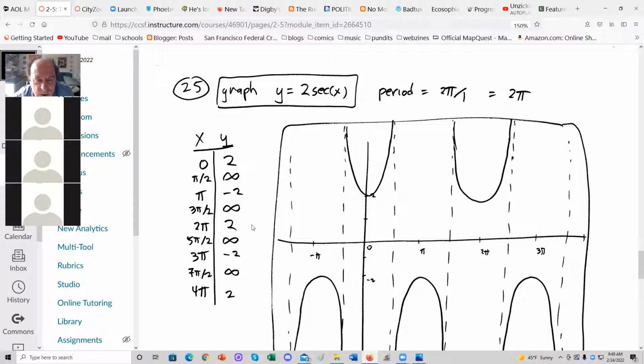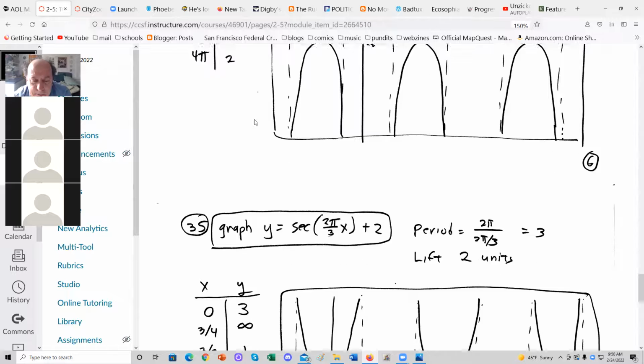And then 1 full period later at 2 pi, it's 2 again. 1 full period later at 4 pi, it's 2. Halfway between at pi, it's -2. And you have a -2 here as well. And between the 2's and the -2's, you have the infinities here, here, here: pi halves, 3 pi halves, 5 pi halves, and 7 pi halves. So at 0, it's 2. At 2 pi, it's 2. Halfway between at pi, it's -2. In between those, it's infinity. So you get a graph like this. And of course, you repeat it going on left and right forever because secant is periodic.